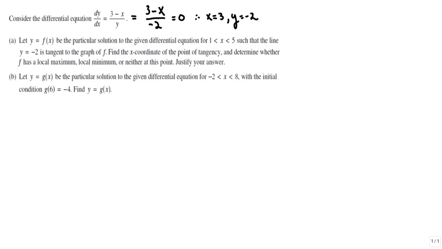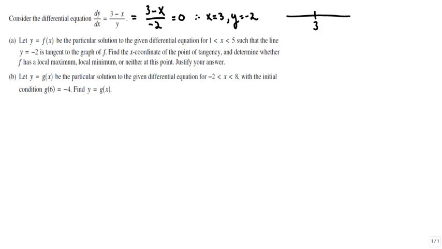Now we have to determine whether there is a local min, a local max, or neither. We could use the second derivative test here, and we would find the second derivative and then plug in x equals 3, y equals negative 2, and y prime is equal to 0, and that would tell us. In this case, it's really not too difficult to do a simple sign chart. We know that at x equals 3 we have a zero derivative there. So all we need to do is to find a value a little bit to the left and a little bit to the right.